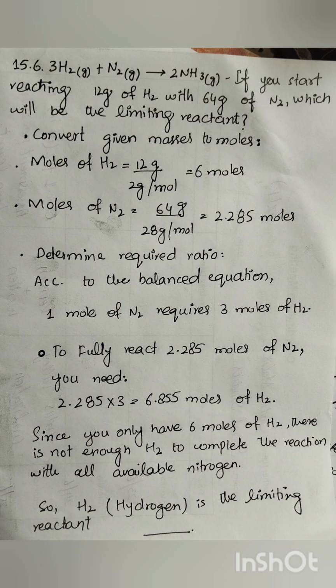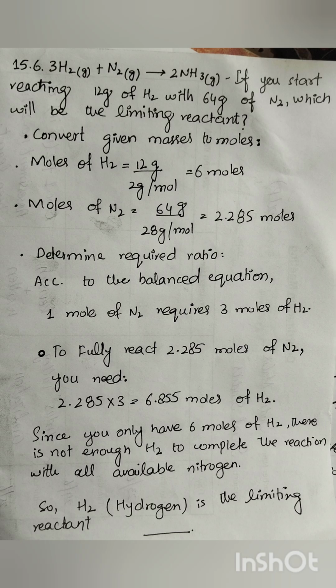After determining the ratio, we will see that to fully react 2.285 moles of NO2 we will need 6.855 moles of H2. Since you only have 6 moles of H2, there is not enough H2 to complete the reaction with all available nitrogen. So hydrogen is the limiting reactant because its number of moles is lesser than the number of moles of nitrogen.